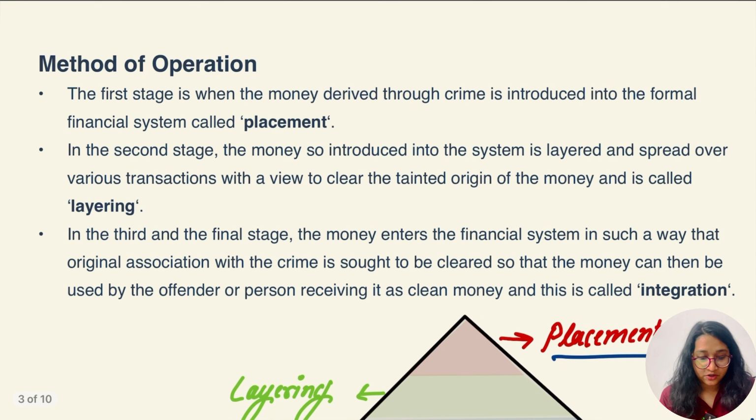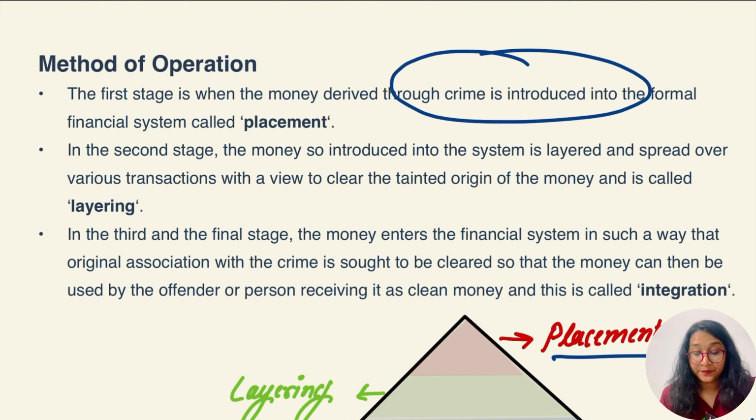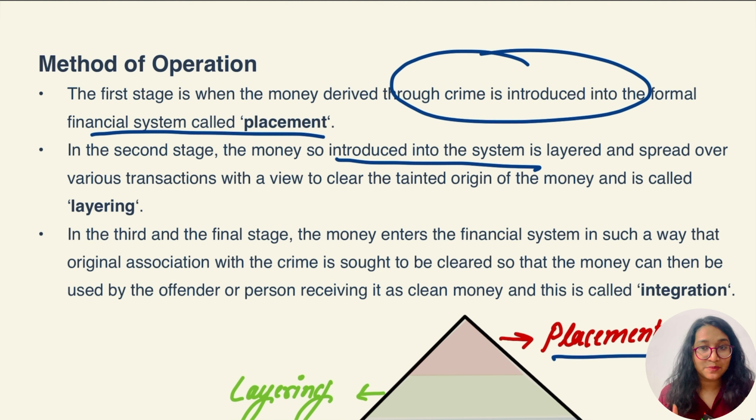Method of operation. The first stage is when the money derived through the crime is introduced into the formal financial system for the placement. Keep the example in your mind. First stage, placement, where he gets the money from that criminal activity, 1 crore to 20 crore. Second, he introduces that money into the system, which means he approaches a bank for the loan. Is this much clear?